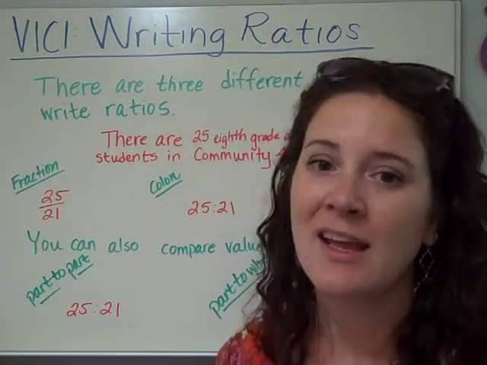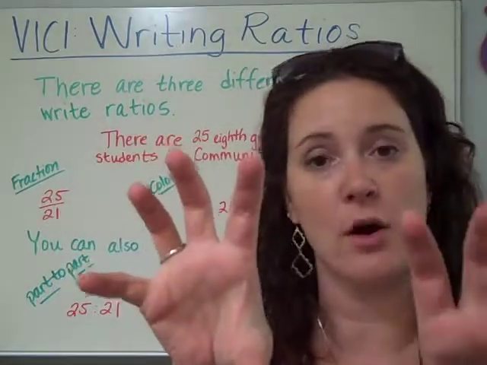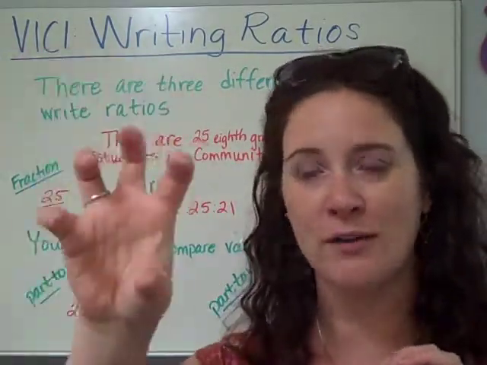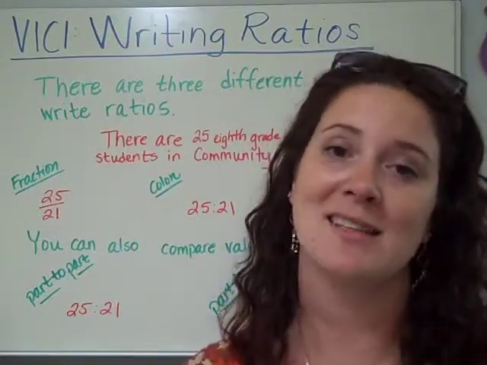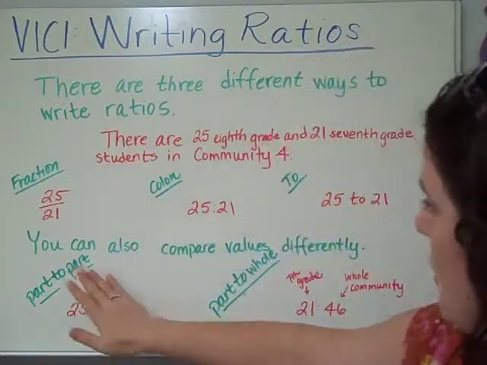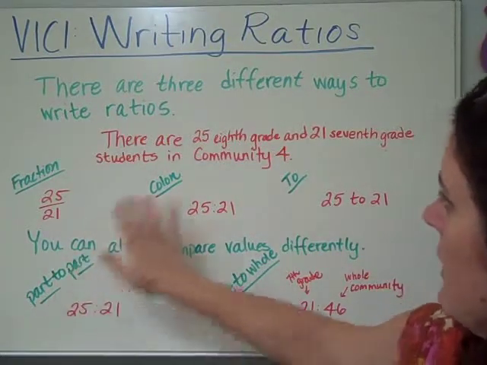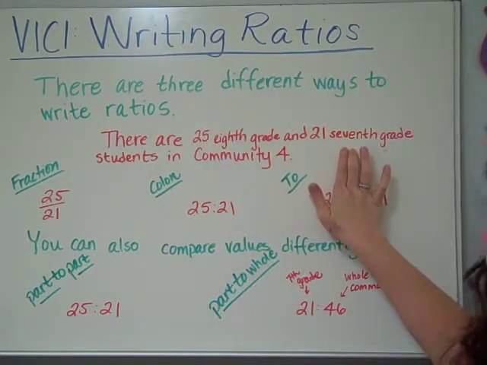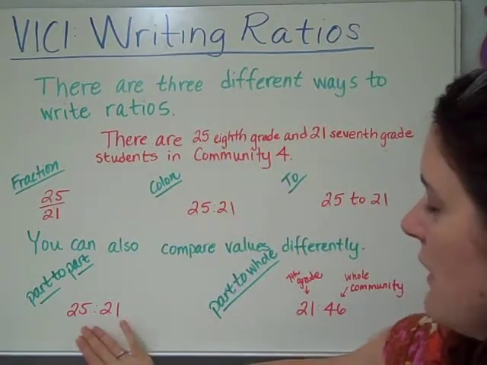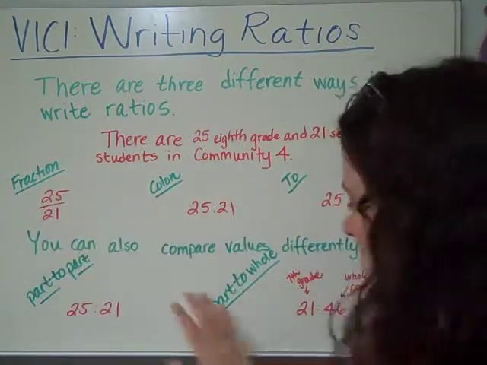Now with ratios, sometimes you do part to part, meaning you take the part of a group and the part of a group and you compare them, and sometimes you do part to whole. So you can also compare values differently. So in part to part, part of our community is 8th graders, part of our community is 7th graders, so we've got 25 to 21. That's the same thing that you saw up here.